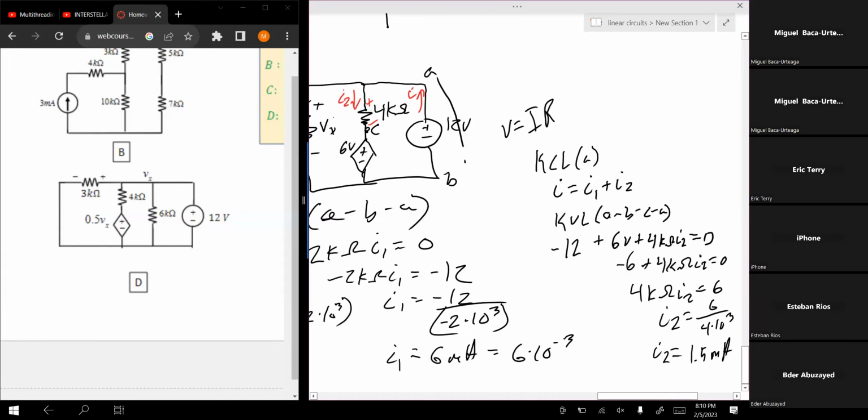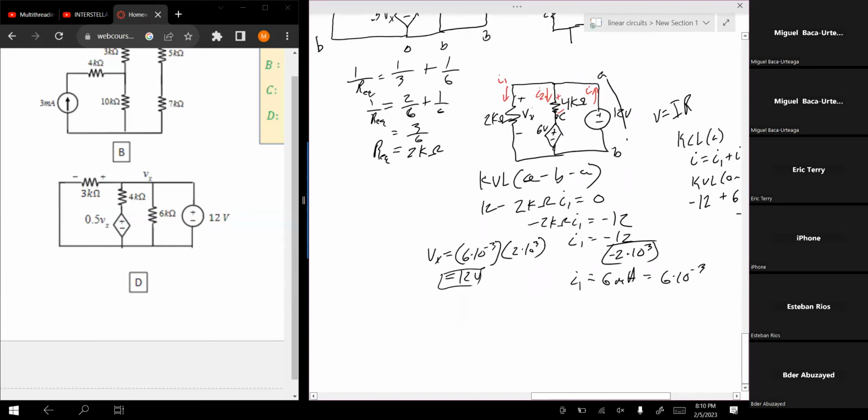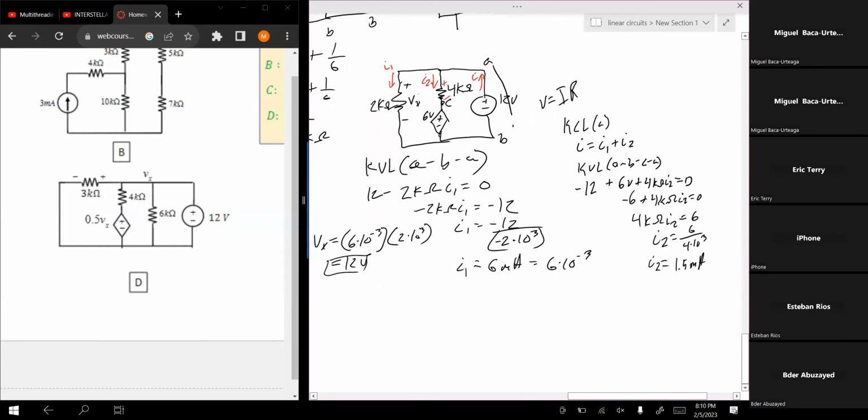So now you might be looking at this and saying, okay, we have current I2, we have I1, we have Vx. What do we do after this? Well, think of it. 1.5 plus 6 milliamps, that's our KCL here. So we know that I is going to be equal to 7.5 milliamps. And then we know that our Vx value is going to be 12 volts across this entire circuit. So V equals 12 volts. Well, you can even say Vx.